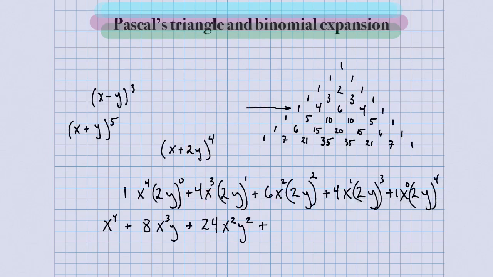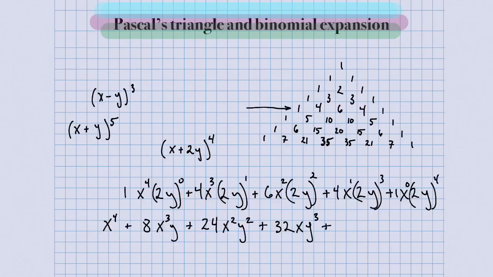Okay, next term, 4x to the first power, 2y cubed. Okay, 2y cubed, well, 2 times 2 times 2, that gives us 8. And then a y cubed, so 8y cubed. 8 times the 4 will give us, 8 times 4 is 32. So 32x y cubed.